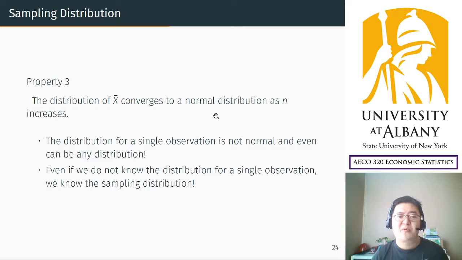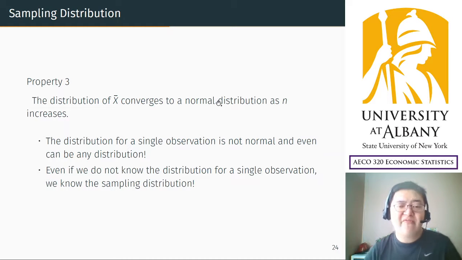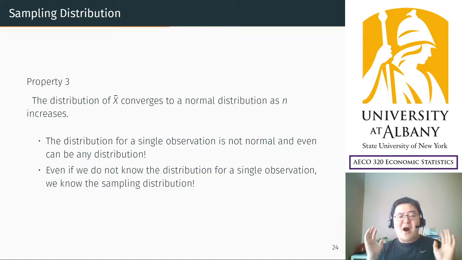And the last property: the distribution of x bar, the sampling distribution, converges to a normal distribution as n increases. When n is small, it does not look much like a bell curve, but when n increases, it's very much like a bell curve. This is a great, powerful, surprising result because it says the distribution of the average is normal no matter what the original distribution is.